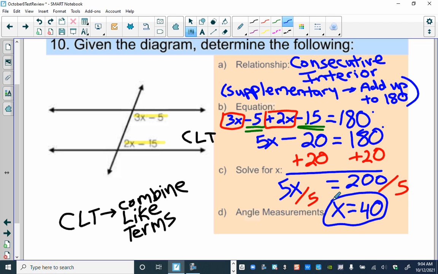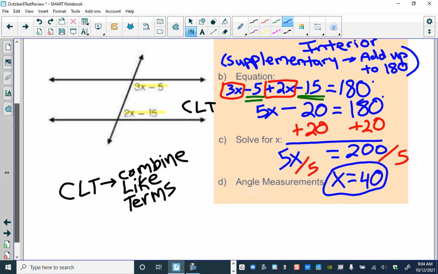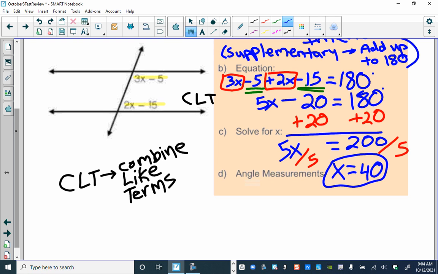Now, do we need 1 or 2 angle measurements for this problem? We're going to need 2. They're not the same. Take your 3x minus 5, and it's not like the other problem. Two x minus 15. Put them in.